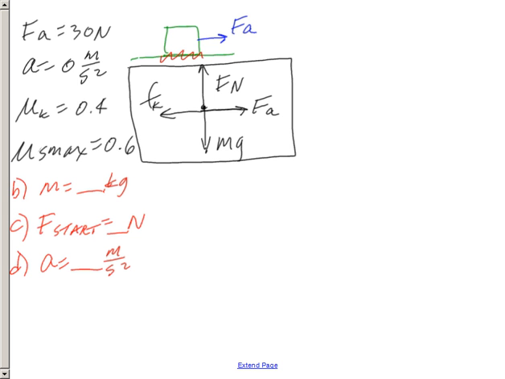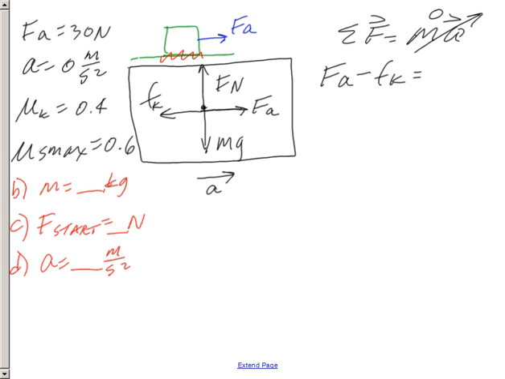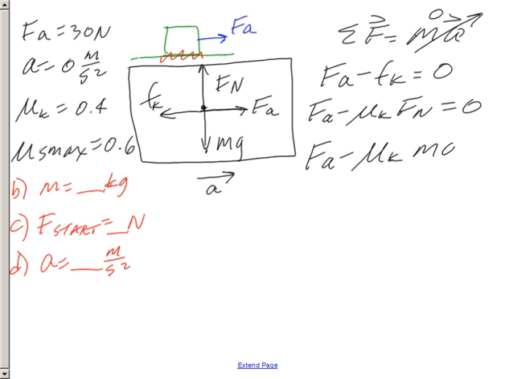Of course, then we would write our F net equals ma, Newton's second law. In this situation, in the horizontal direction, the object is moving at a constant speed, so we can zero out the acceleration. Assuming that this direction here is positive, the left side of this equation, Fa minus Fk, will be equal to 0. But we have to, of course, replace Fk with something else, and that something else would be mu k Fn. Since the normal force and the weight are equal, we can replace Fn with mg. So we'd have Fa minus mu k mg equals 0.